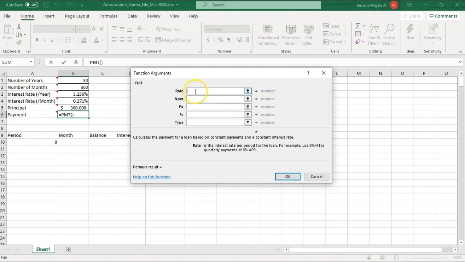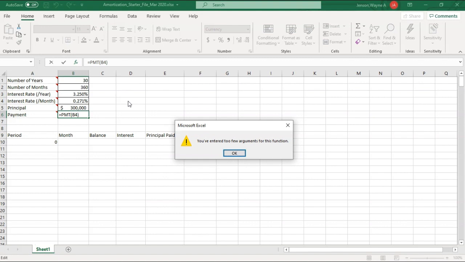So now we can fill in our arguments for the payment function. So our rate is going to be this interest rate per month. We could take the interest rate in B3 and then divide it by 12, but we've already done that in our block, so we're going to use that. What that means is it's the interest rate per period for the loan. For example, use 6% divided by 4 for quarterly payments. So in our case, we would be doing 3.25% divided by 12 because we're doing monthly payments. But we already did that in cell B4, so we're just going to put equals cell B4.